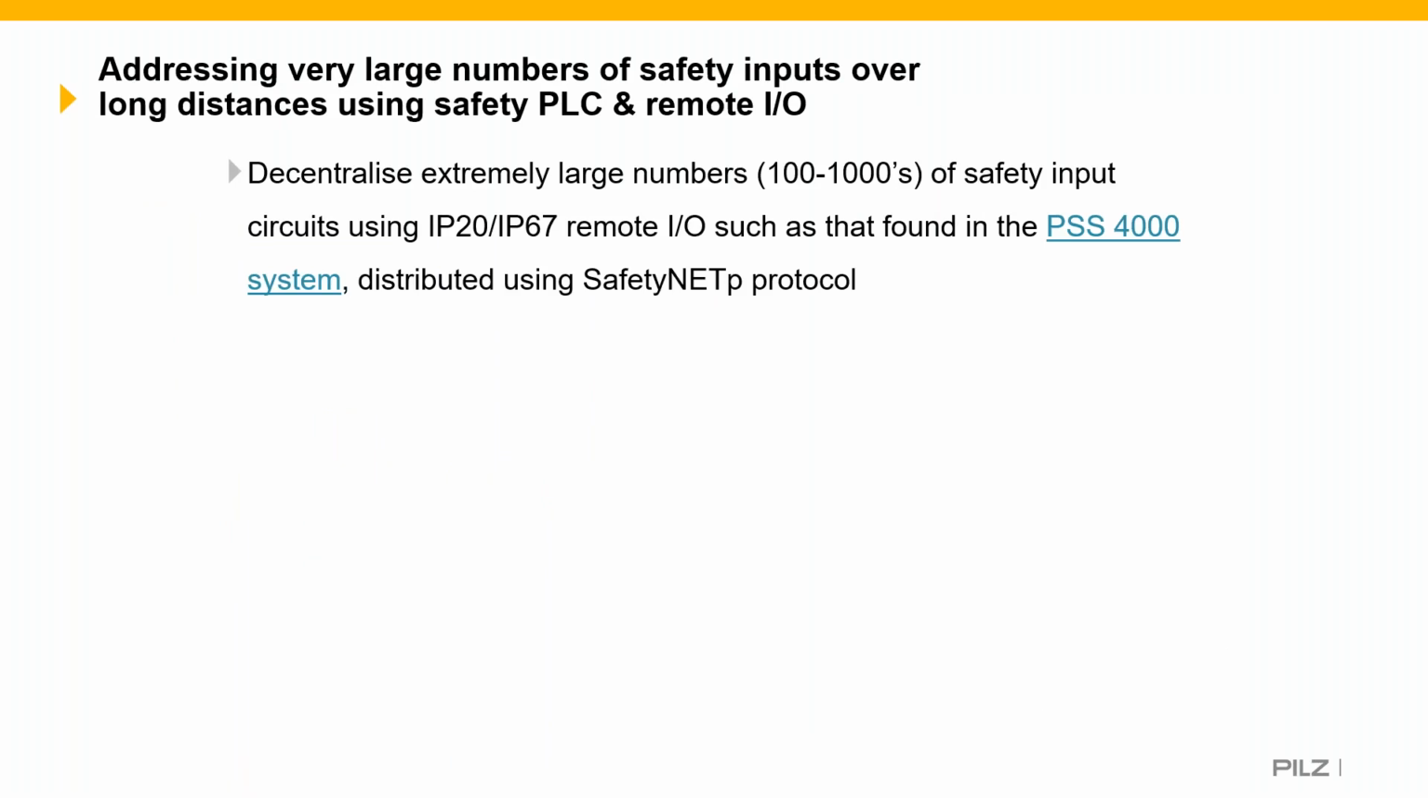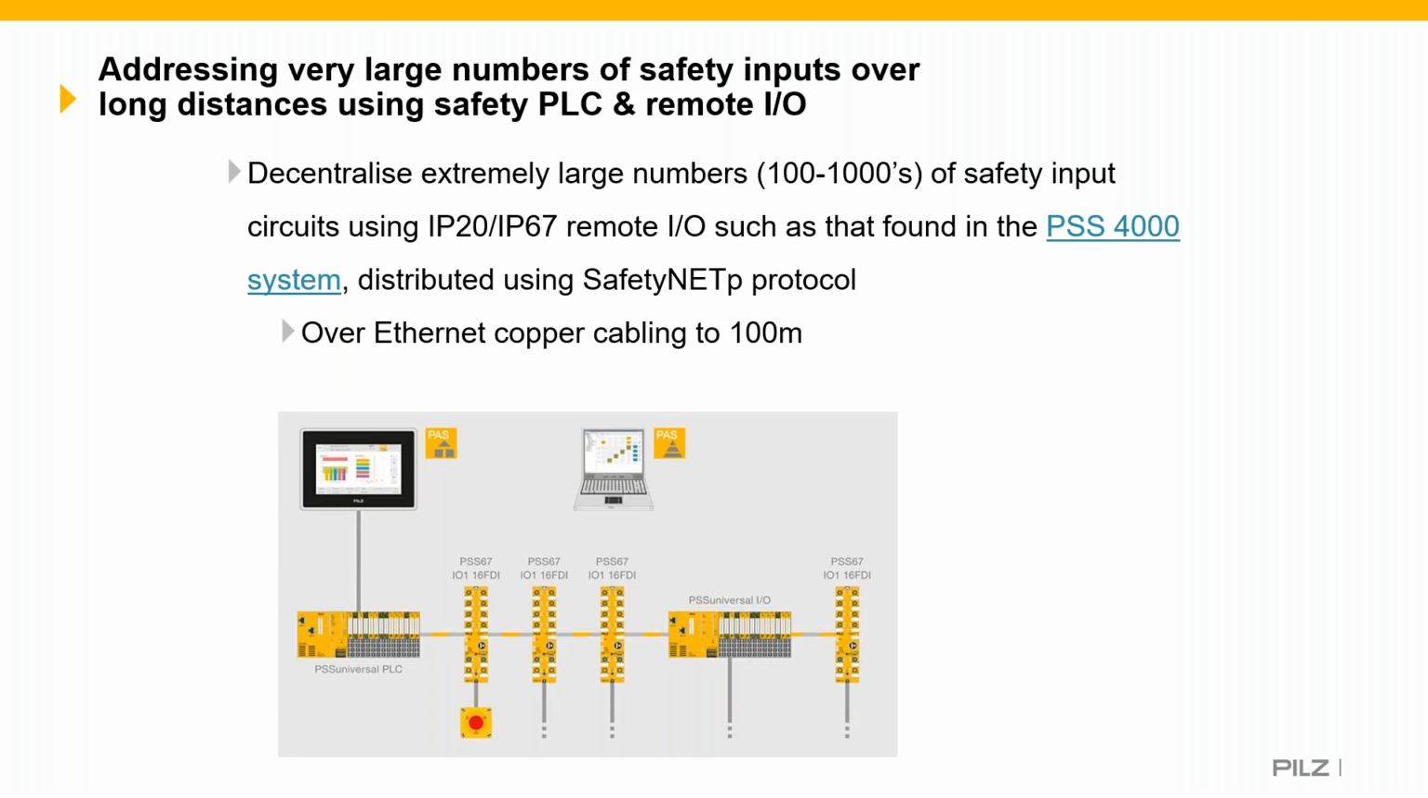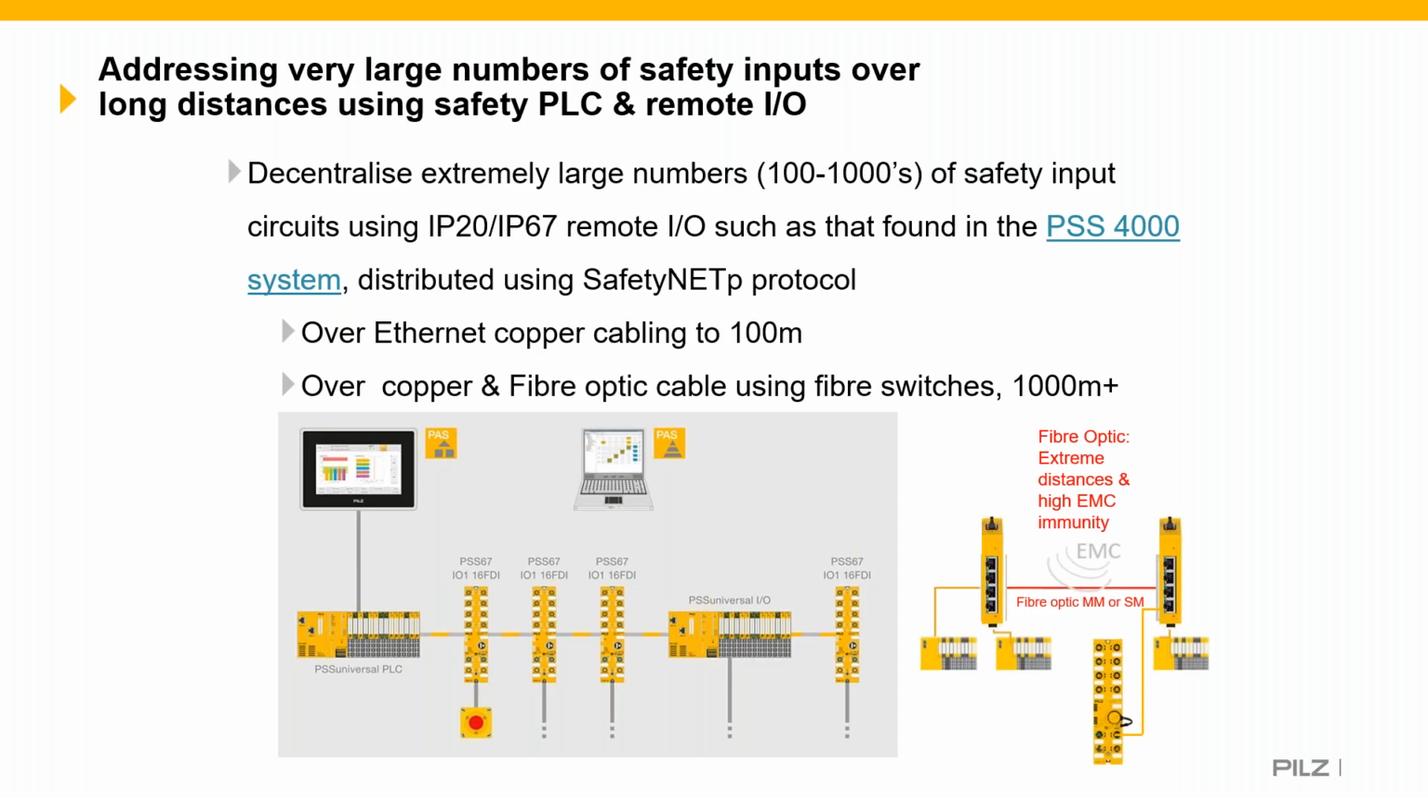If we have very large numbers of safety inputs over long distances, then we can use a safety PLC and remote IO. So we can decentralize extremely large numbers, hundreds or thousands of safety input circuits using what we call IP20, IP67 remote IOs, such as that found in our PSS 4000 system, and distributed safety using SafetyNET p protocols. And either over Ethernet copper cabling, which is limited to 100 meters, or we can do this over copper and fiber optic cables and network switches.